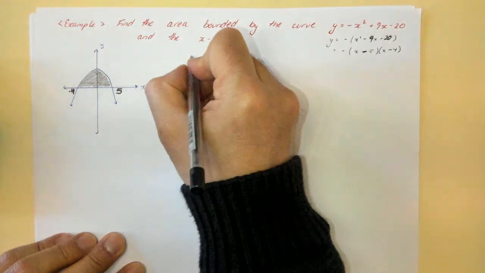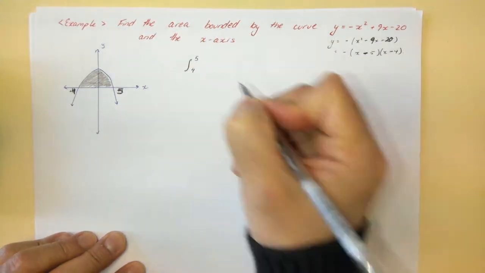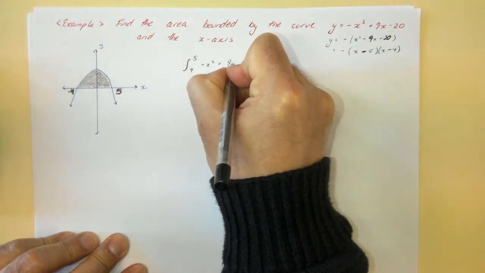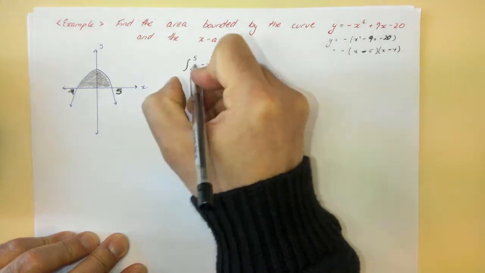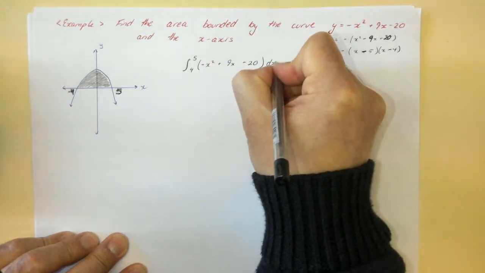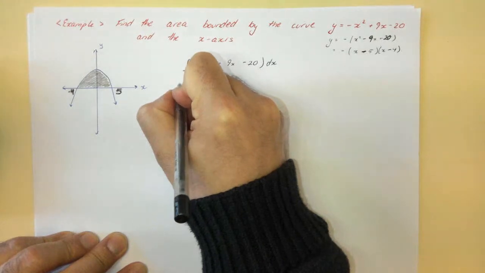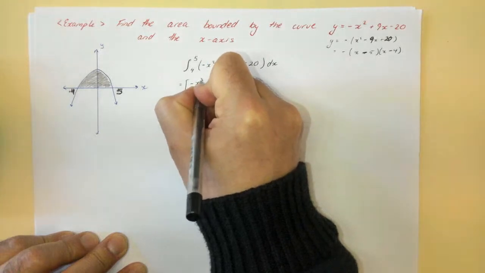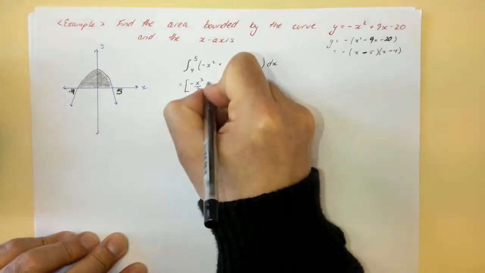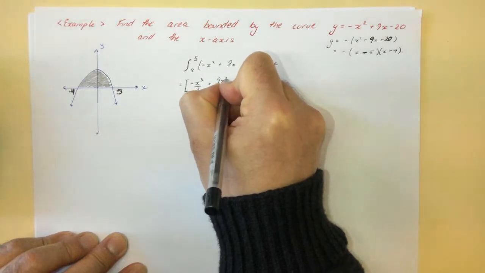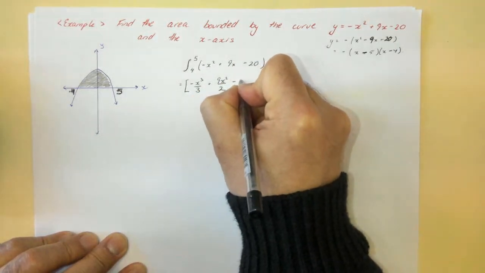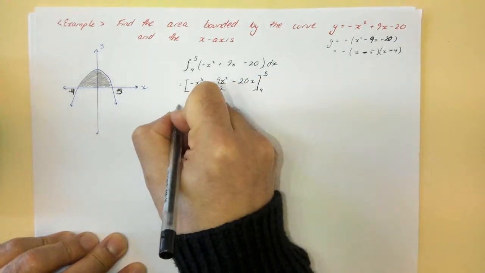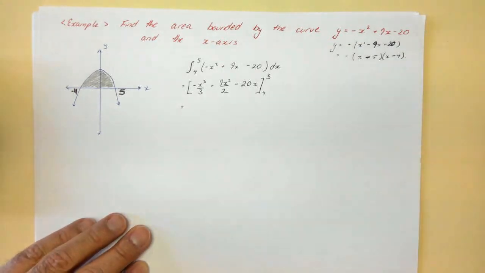We want to integrate from 4 to 5 of this function. So what we're going to do, that becomes x cubed on 3 plus 9x squared on 2 minus 20x from 4 to 5.